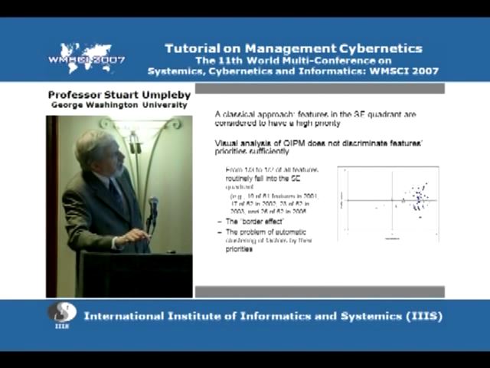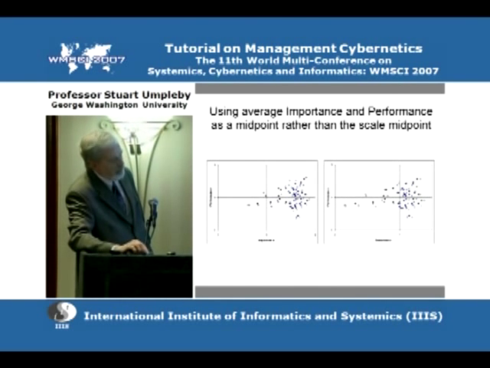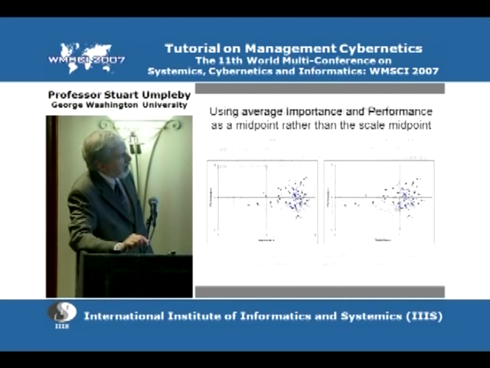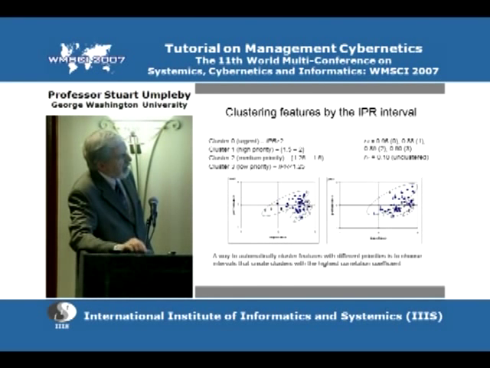The issue of interest is this southeast quadrant, because those are the items that are high on importance and low on performance. So in a sense, those are your priorities. But if you look at this diagram, you see that's about 50% of the items. So you want to break it down a little more. One way is to take the mean rather than take the midpoint of the axis. That gives you a reduced set of items to focus on.